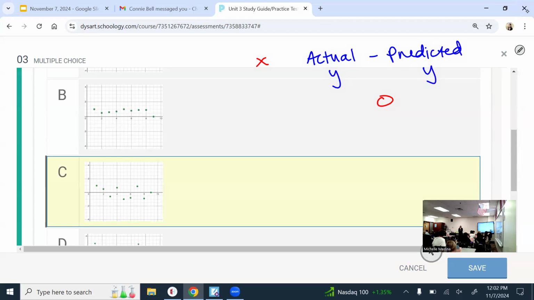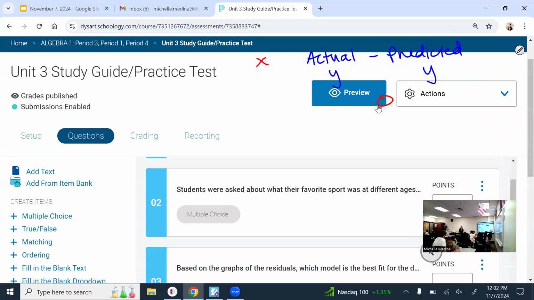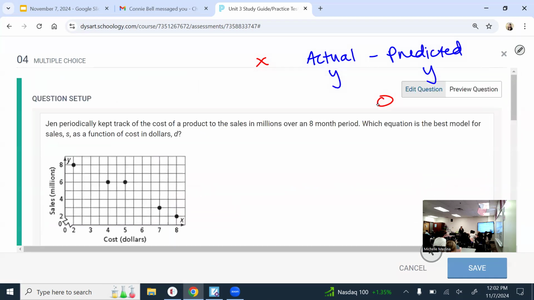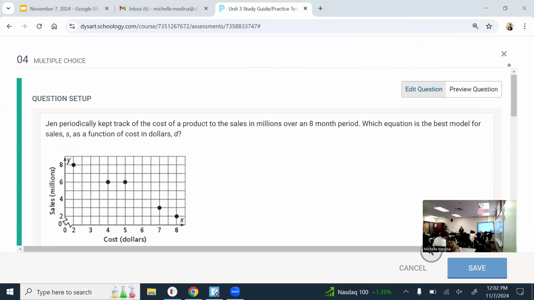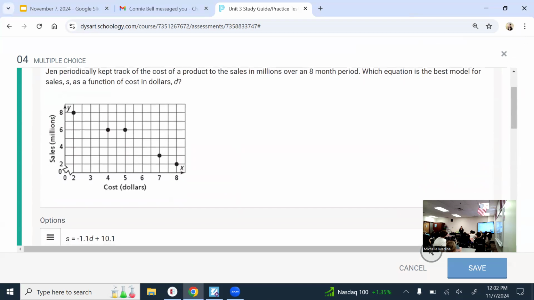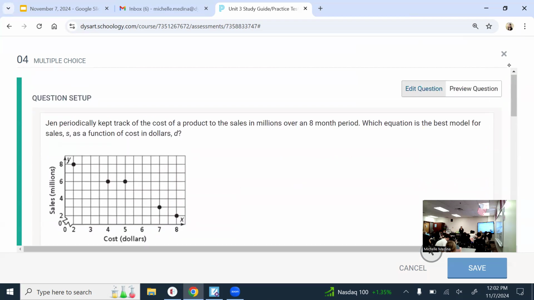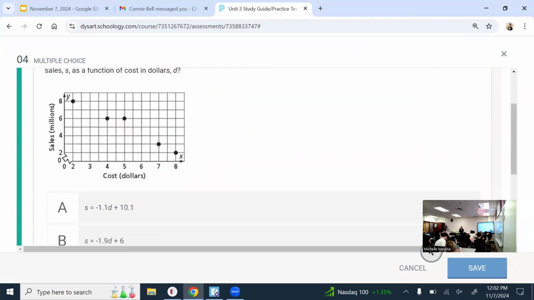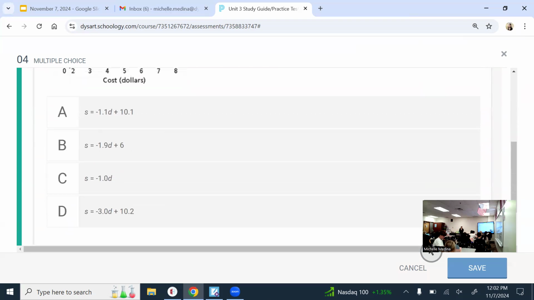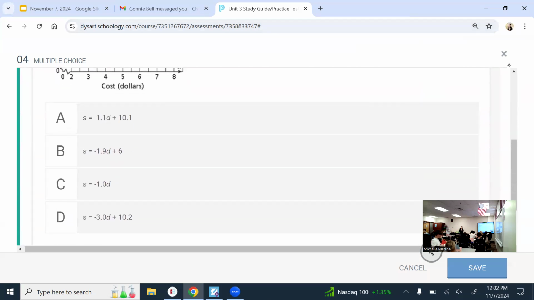It would have to be really quick. On this one. All right, so Jen periodically kept track of the cost of the product and sales in millions over an 8-year period. Which equation is the best model? So it's kind of like number one on the constructed response, except you do have some options. Unfortunately, you can't draw on your computer screen. At least tomorrow, you will have the packet of the questions that are online, so you could still draw.